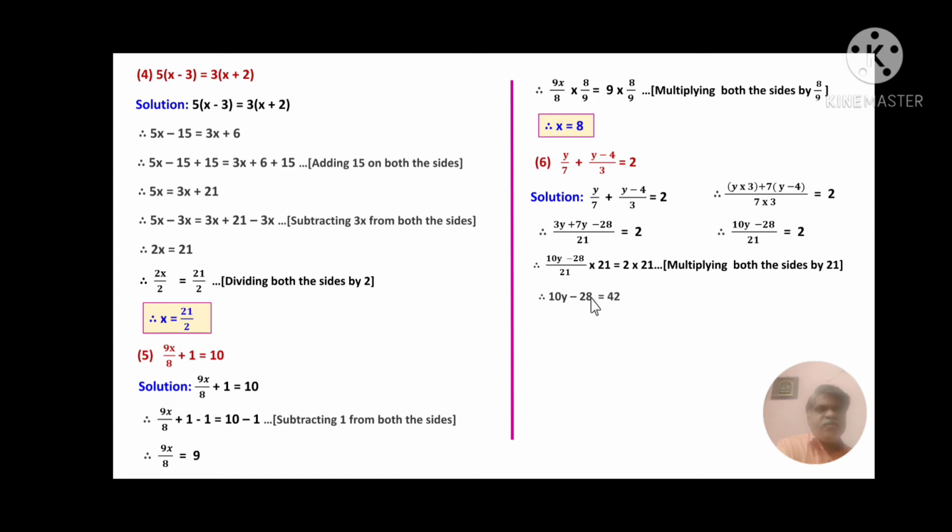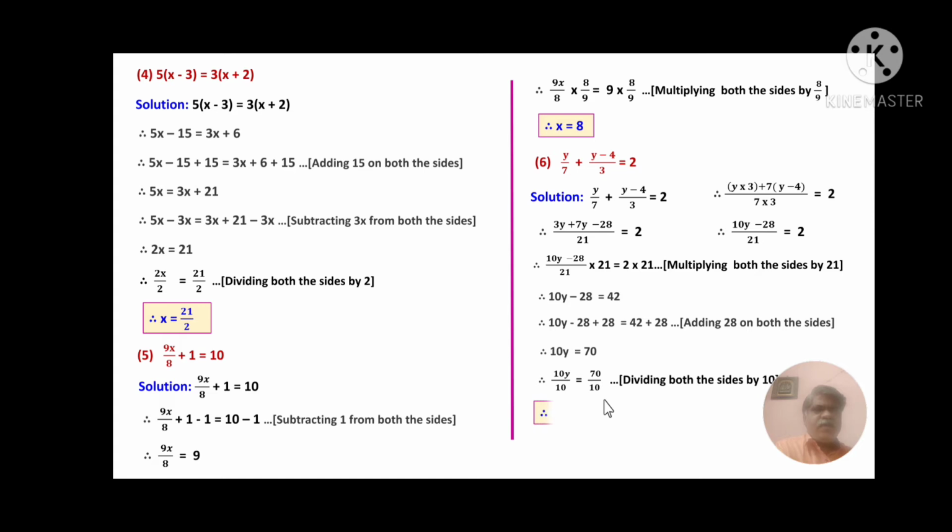Now we will remove this 28, so add 28 to both sides. Therefore 10y minus 28 plus 28 is equal to 42 plus 28, and that gives you 10y is equal to 70. So divide both sides by 10. 10y upon 10 is equal to 70 upon 10. Therefore you will get y is equal to 7. It is the solution for the given equation.